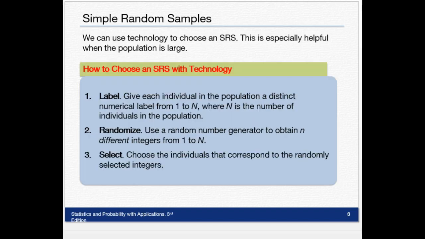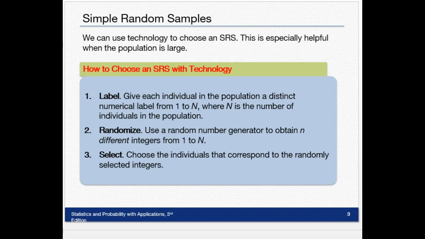Now, you can use technology to choose a simple random sample. This is helpful when the population is large, and these are the steps you'll need to use, and I'll show you more on the calculator. First, label: give each individual in the population a distinct numerical value from 1 to n, where n is the number of the population. Randomize: use a random number generator to obtain n different integers from 1 to n. And then select: choose the individuals that correspond to the randomly selected integers.